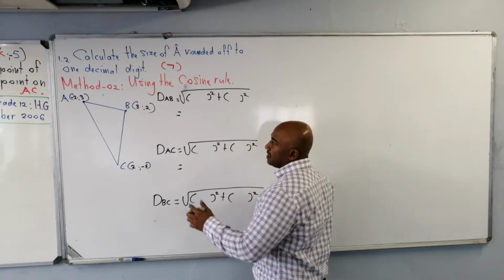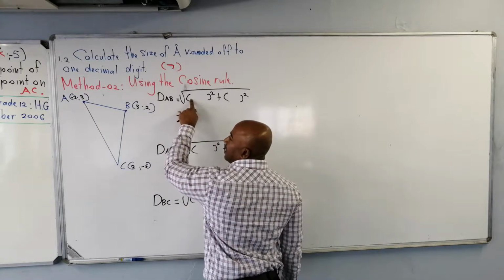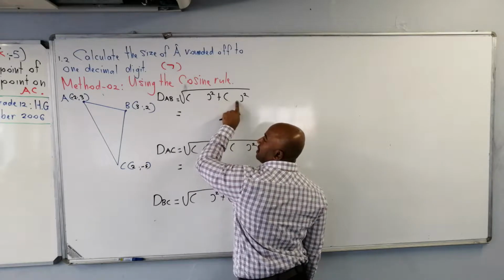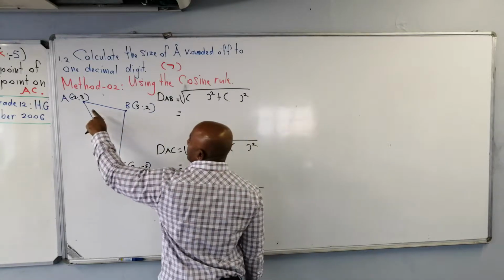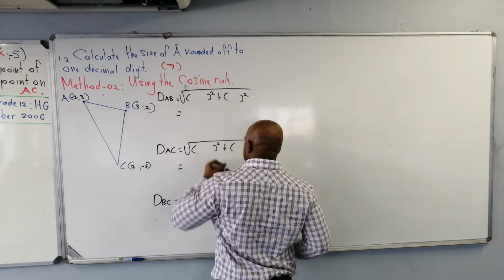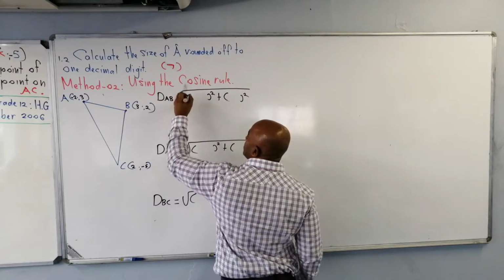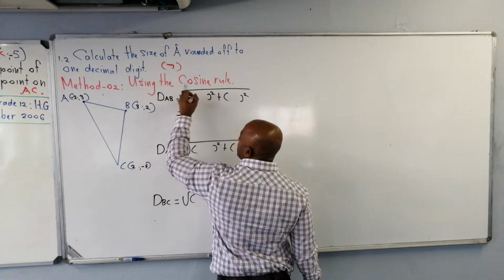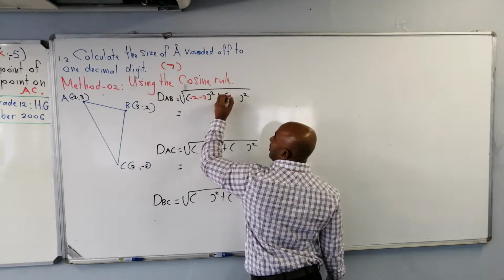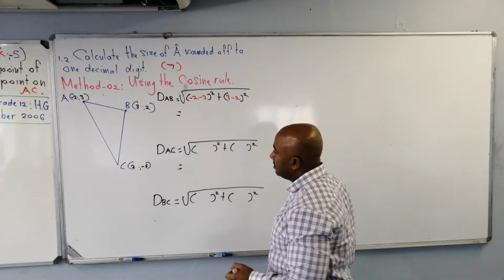I want the distance from A to B. So I'm going to go the x value at A minus the x value at B all squared plus the y value at A minus the y value at B all squared. The x value at A is minus 2. And this is minus 3 all squared. The y value at A is 3. The y value at B is 2. So we need to do that. We will work it out.